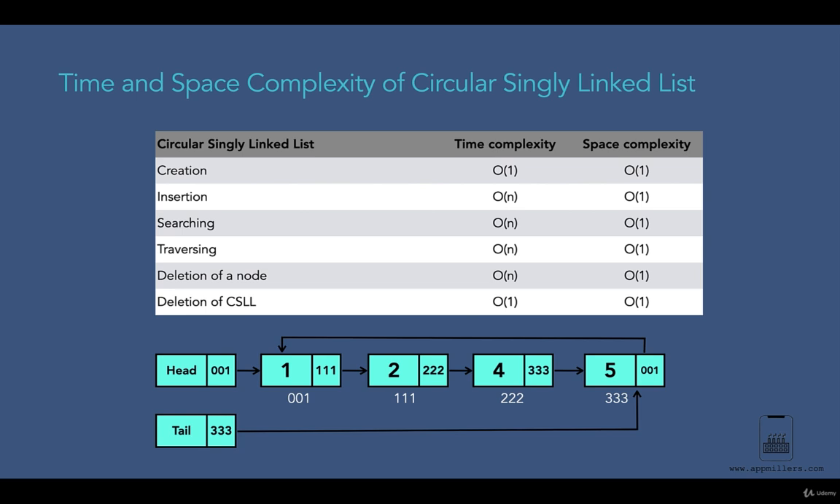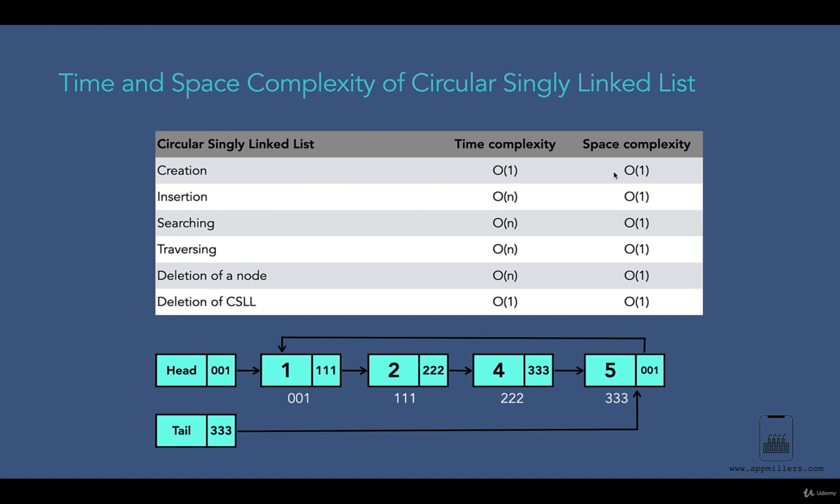Now in this lecture we are going to recap the time and space complexity of all operations that we have learned till now on circle single linked list. The first operation is creation of circle single linked list. So here time and space complexity is constant because when we are creating a circle single linked list we have to create head and tail and first node, which takes constant time operation.